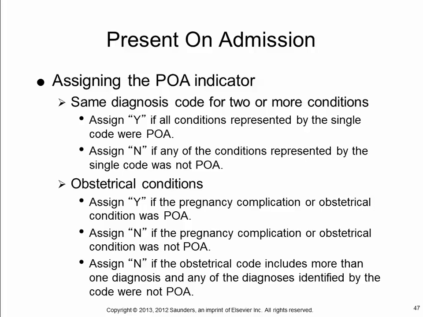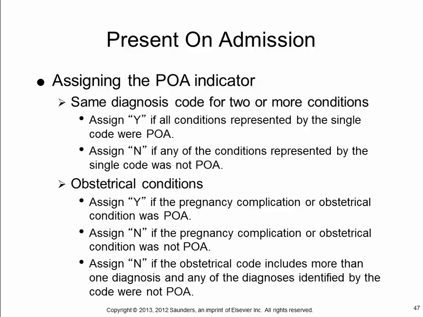Okay? Same diagnosis code for 2 or more conditions. You assign a Y if all the conditions were represented by the single code. Assign an N if they were not. Okay? And what I would suggest to you is I would go through and I would make these my flashcards. What do you do if all conditions represented by a single code were POA? You assign a Y. What do you do if a pregnancy complication or obstetrical condition was POA? You assign a Y.